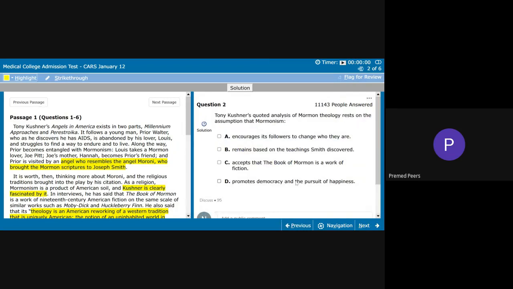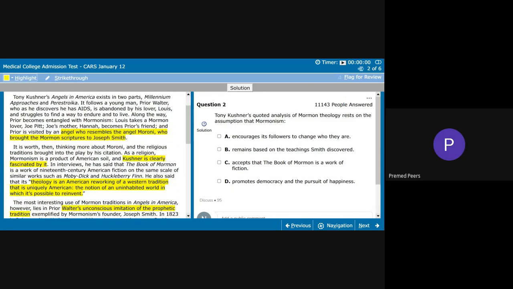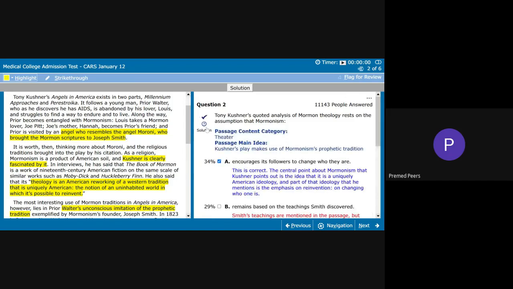So question 2, Tony Kushner's quoted analysis of Mormon theology rests on the assumption that what? The question here is asking about, again, underlying passage assumptions. So you have to think about what the main arguments in this passage are and what is being assumed here. And so the correct answer here is actually going to be A.